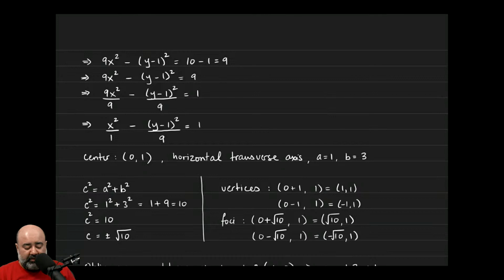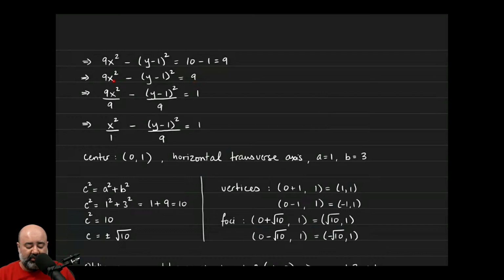At this stage, we can take the plus 1 that was here, move it over to the right-hand side, and make it a 10 minus 1, which is going to give us a 9. Now, remember that the equation in standard form for a hyperbola always has to have a 1 on one side of the equation. It can't have anything other than that. The only way to get rid of the 9 would be to divide it out.